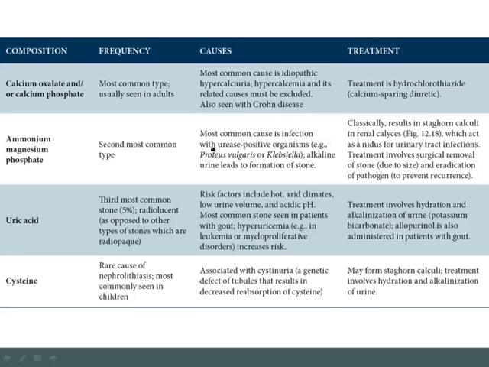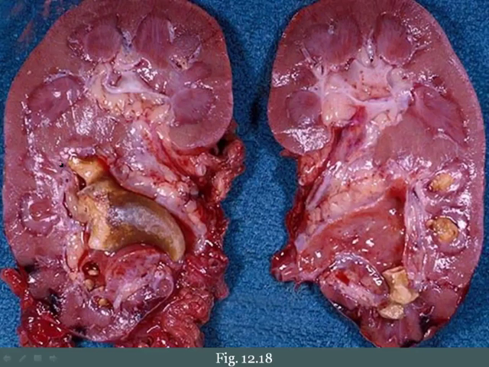The second most common type of stone is an ammonium magnesium phosphate stone, also called an AMP stone. The most common cause of this type of stone is infection with urease-positive organisms, such as Proteus or Klebsiella, and these organisms result in alkalinization of the urine, which then leads to formation of the stone. Now, it's very high yield to note that this classically results in a staghorn calculus in the renal calyces.